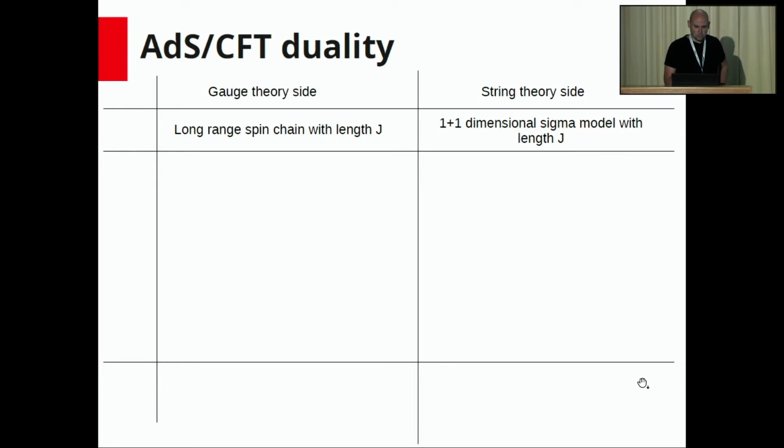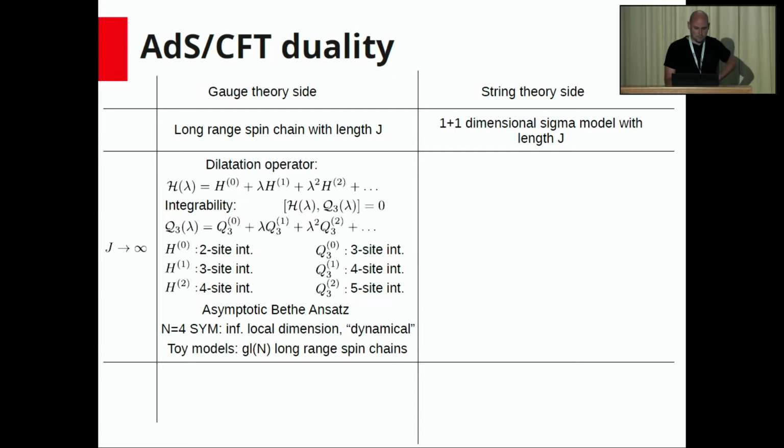So we have two sides. At the gauge theory side, we have a long-range spin chain with length J, and on the string theory side, the theory can be described by a one-dimensional sigma model with length J. And in the asymptotic limit, when the length goes to infinity, from perturbation theory the dilatation operator can be calculated, and the leading order is two-site interaction, the next order is three-site interaction, and so on.